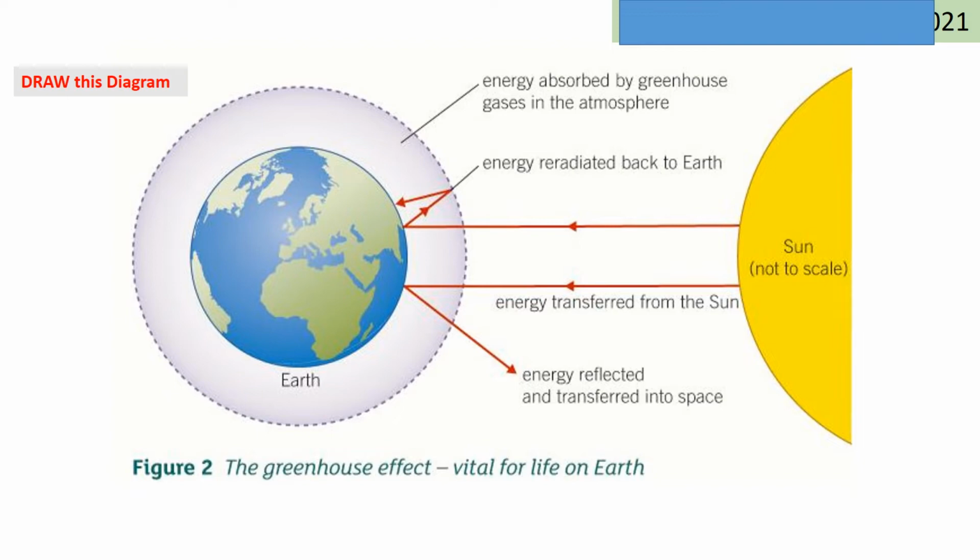This is a really important diagram, so I would suggest you draw it for me, please. So pause the video and draw this diagram. It's really important that you know what the greenhouse effect looks like and the fact that not all radiation is absorbed. Okay, not all radiation is absorbed, but enough is absorbed that the Earth is warmed, and then because we're releasing more greenhouse gases, this effect is being magnified by humans.